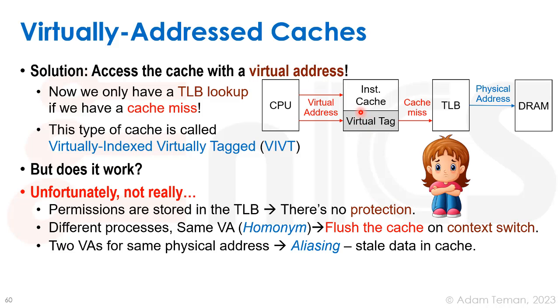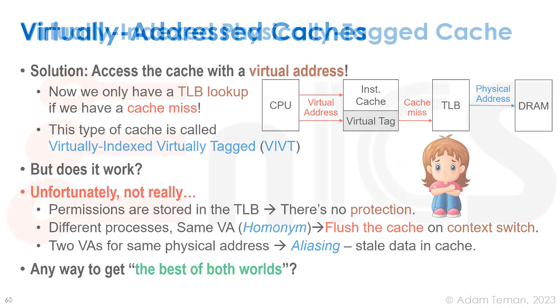But really, a problem that we can't deal with very well is what we call aliasing. That's when two virtual addresses point at the same physical address, and it causes data to be stale in the cache. I'll show you an example of that in a couple of slides. So the question is if there is any way to get the best of both worlds, both have a fast cache and have something that doesn't suffer from these problems up above.